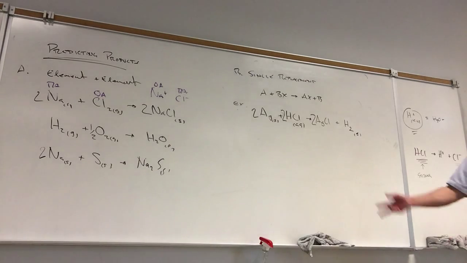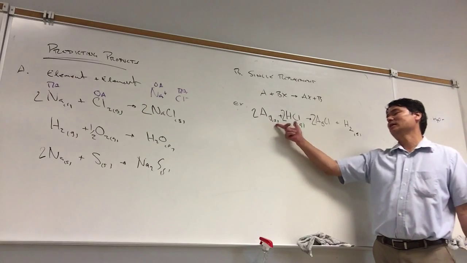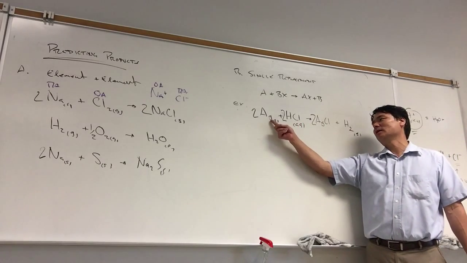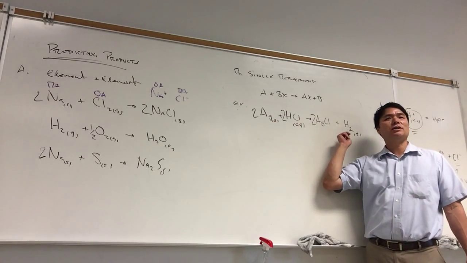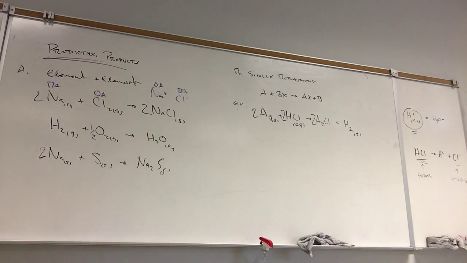The activity series is the driving force for single replacement reactions. So we look at the activity series. Which one is more stable? They do it by element. Which one is a more stable element, silver or hydrogen? If you were to fill up your trunk with silver or hydrogen, which one would be more stable? Silver. So silver is what we call less active. Hydrogen is more active, less stable.